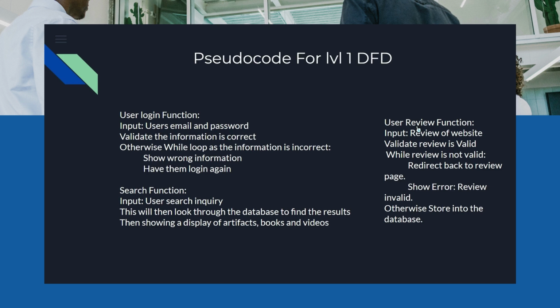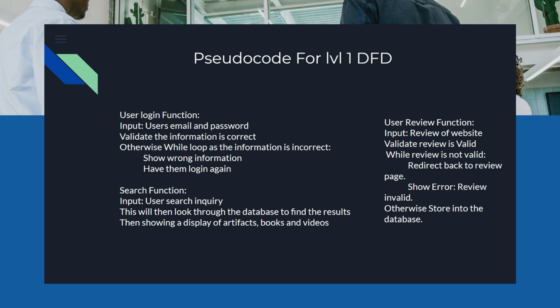Next, we have our pseudocode for the level 1 DFD. We'll have the user login function. The input will be the user's email and password. Validate the information is correct. Otherwise, a while loop as the information is incorrect, show wrong information, and have them log in again.